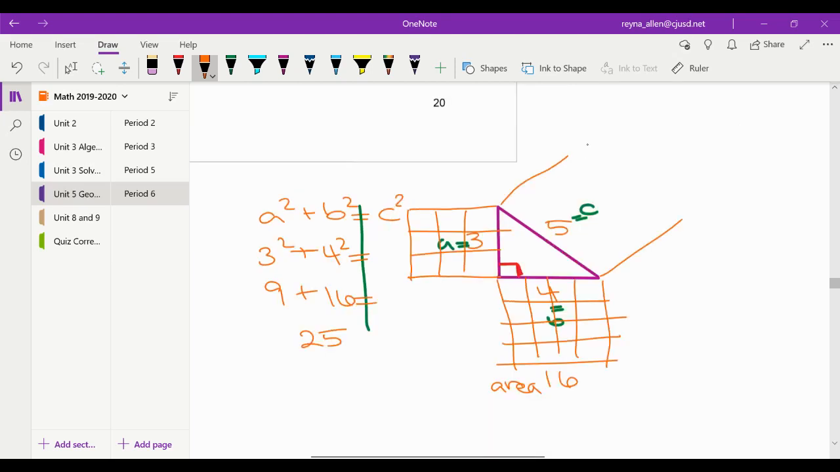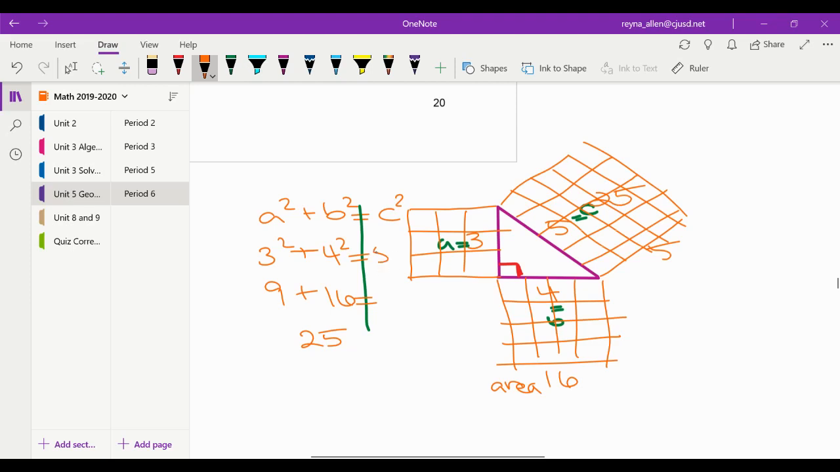square it. Okay, we need 5. 1, 2, 3, 4, 5. What is 5 times 5? That is 25. And is that true? If we take 5 squared, does that give us 25?